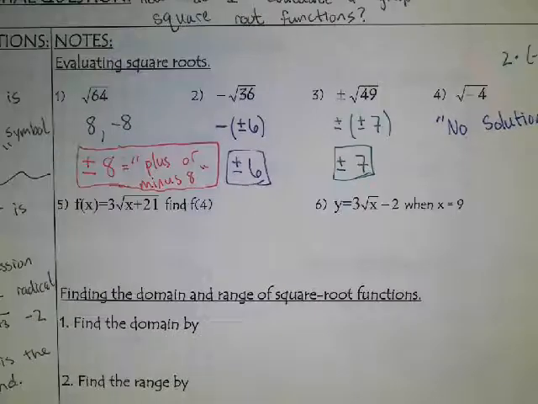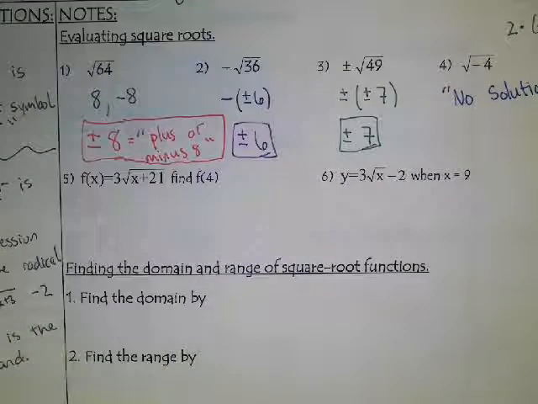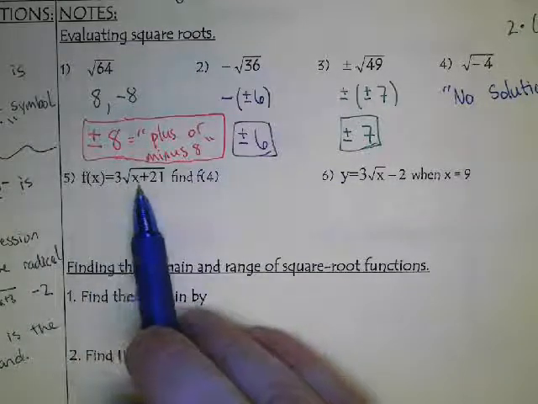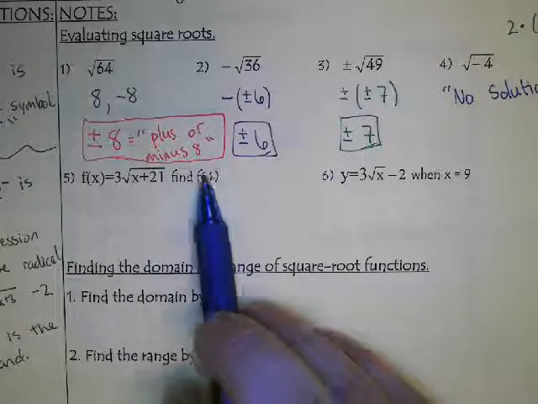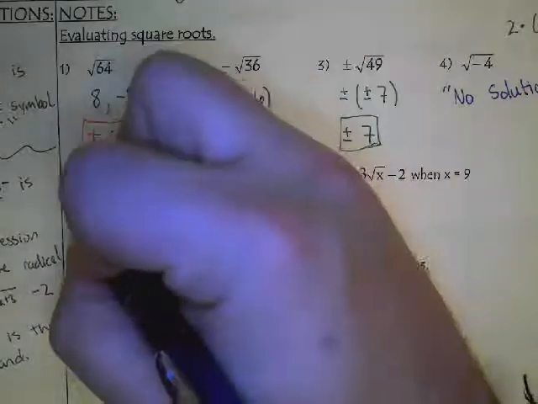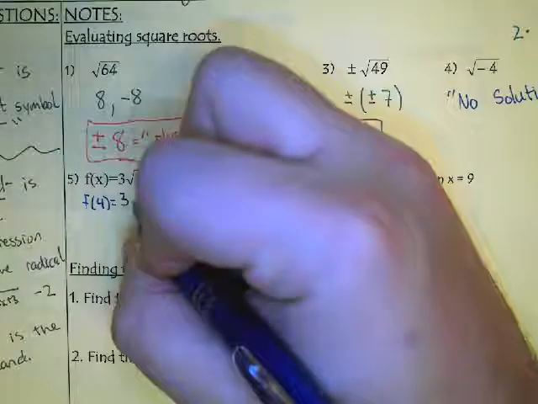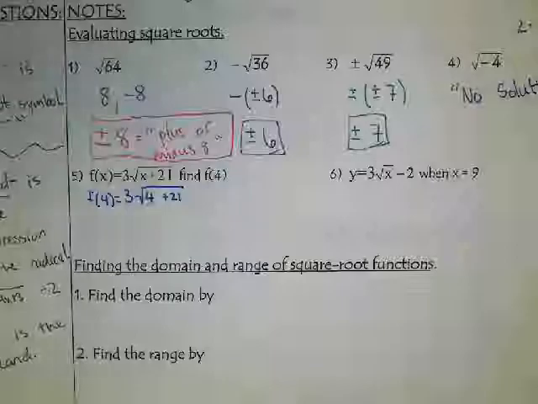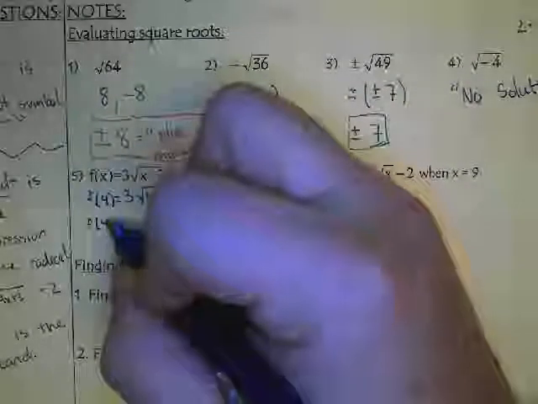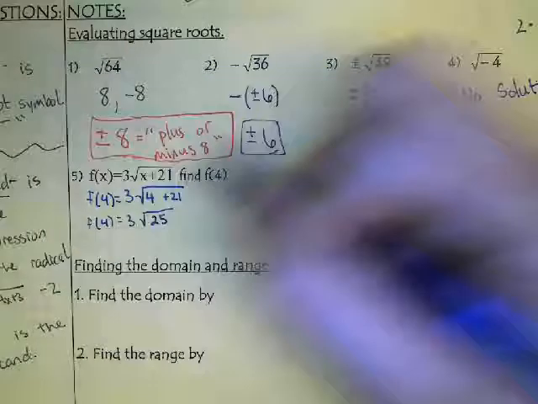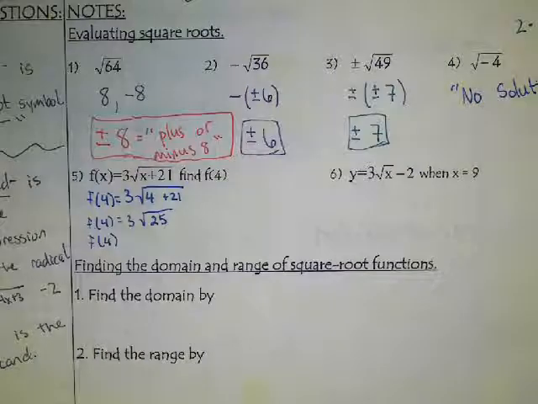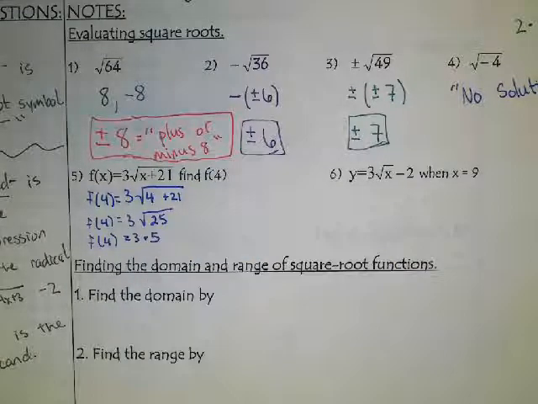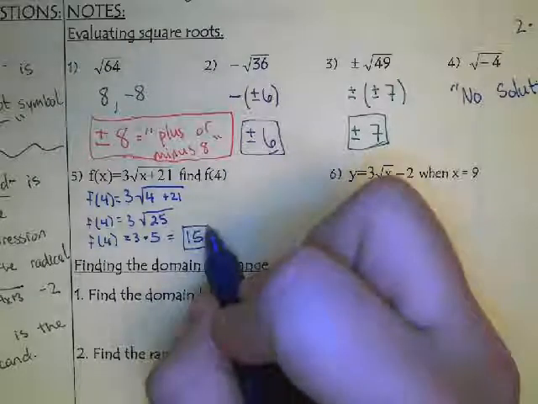Okay, on number 5, we're just going to evaluate. These are pretty straightforward. Since this says f of x equals 3 times the square root of x plus 21, find f of 4. Remember, that just tells me to take that 4 and plug it in for x. So f of 4 is equal to 3 times the square root of 4 plus 21. I'm simply replacing the x with the 4. Now I simplify: f of 4 is equal to 3 times the square root of 25. F of 4 is equal to 3 times 5, since the square root of 25 is 5. And 3 times 5 is 15. So we found that f of 4 is equal to 15.